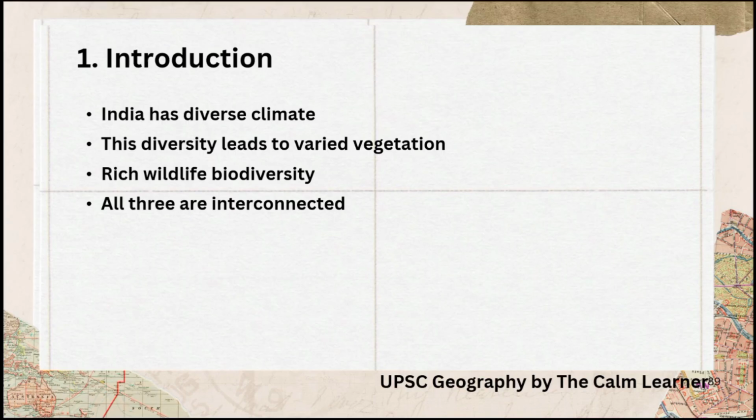In this chapter, we will study India's climate, natural vegetation and wildlife as an interconnected system. India has a diverse climate ranging from tropical to alpine conditions. The climatic diversity gives rise to different types of vegetation, and this vegetation in turn supports rich wildlife diversity. The three components, climate, vegetation, and wildlife, are not independent of each other. A change in climate affects forests, and any disturbance in forests directly impacts wildlife and human life.